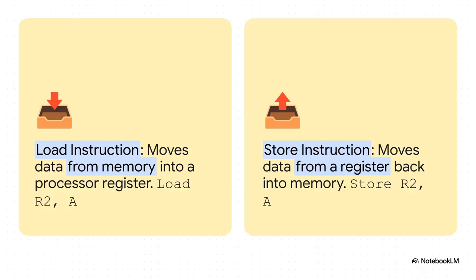But okay, what happens when the thing you need is in that toolbox across the room, in the main memory? Well, that's where two very special instructions come into play. Load and store. It's simple, really. The load instruction goes and gets the data from memory and brings it to your workbench, to a register. And the store instruction does the exact opposite. It takes the finished work from your bench and puts it back into memory.